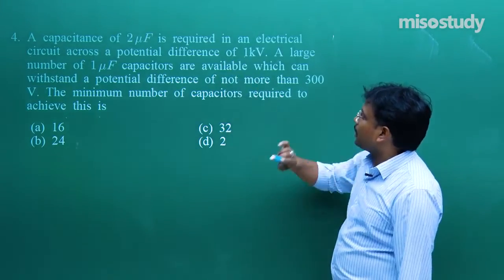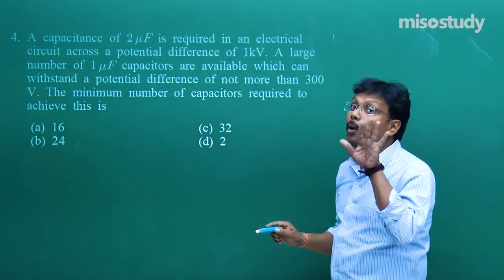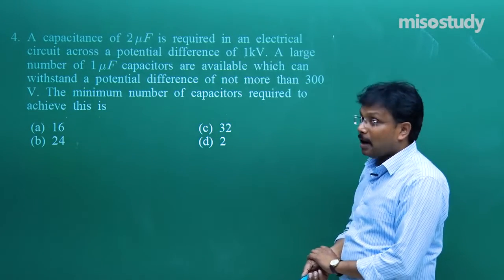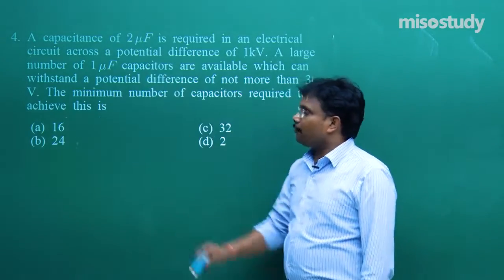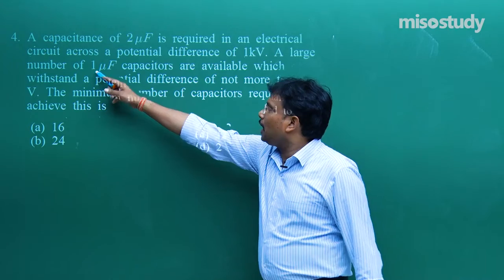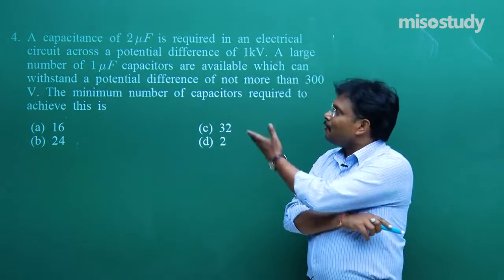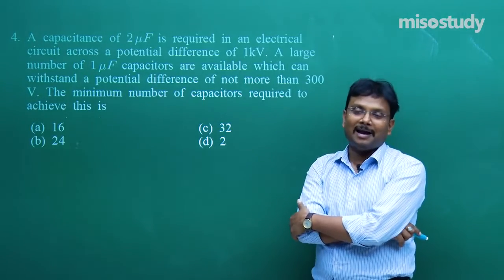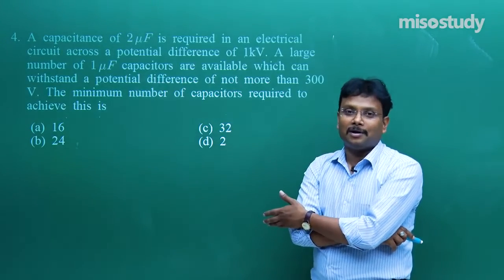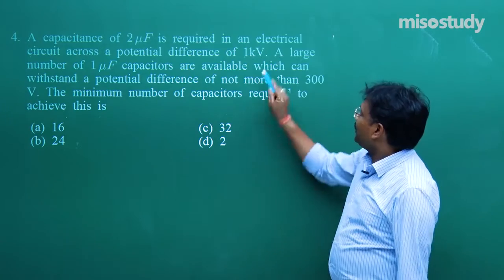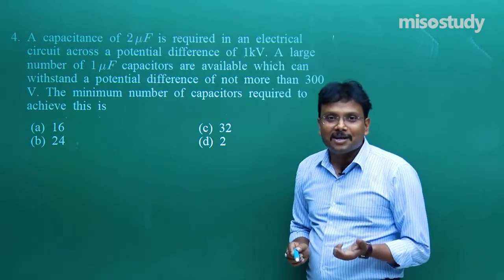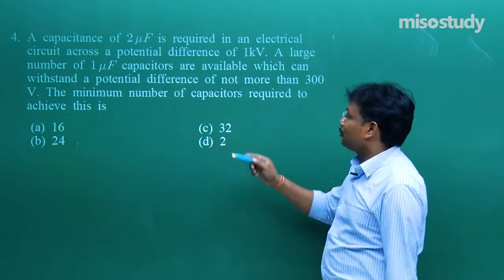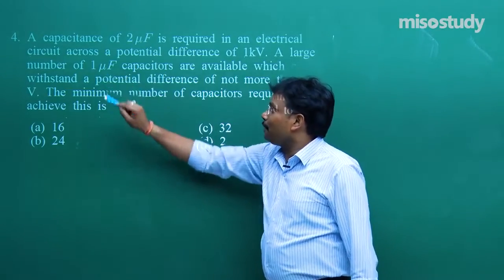I need a 2 microfarad capacitor and the potential difference available is 1000 volts. A large number of 1 microfarad capacitors are available. The problem is, I need 2 microfarad, but it is not available. Only 1 microfarad is available. Then you may simply say, why are we putting so much effort? Simply take these two 1 microfarad capacitors, connect them in parallel, and it will give me 2 microfarad. Come on, you can't do it like that. The reason is there is a restriction on the voltage condition. And you know, Q is equal to CV, so V is something very important for a capacitor. So don't think that since 2 is required, take 1 plus 1 and it will give you the result.